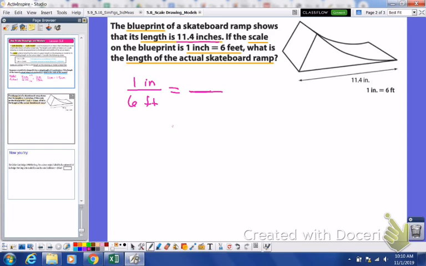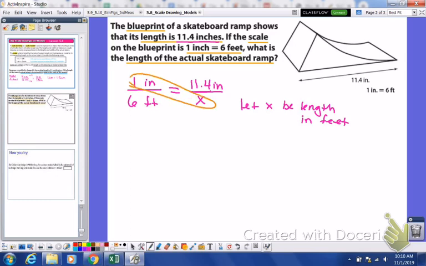Again, when we write our proportions, we have to make sure that everything matches up going across our equal sign. So inches in my numerator, we keep inches in the numerator, so 11.4 inches. I want to know my actual length. So let x be the length in feet. And just as before, when we have a proportion, we're going to cross multiply.